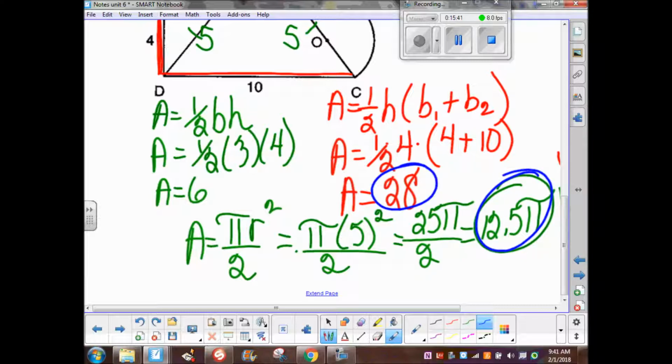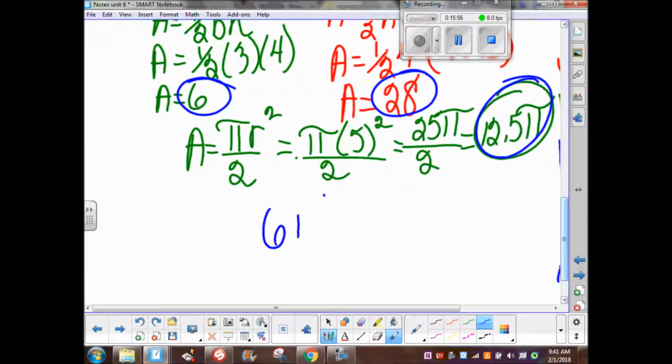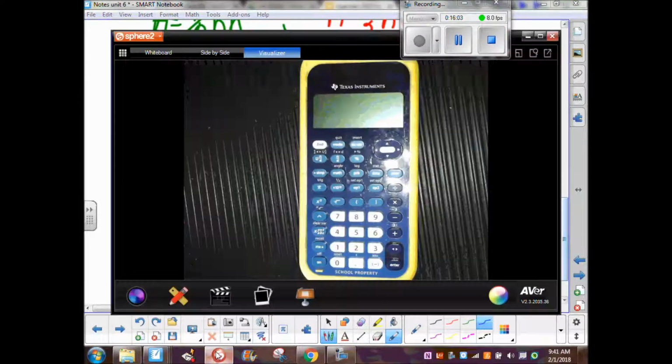trapezoid, triangle. What do I do with all three of those? Add them together. Got it. Okay, and now I'm going to go to my calculator. Well, I'm going to show what I'm doing first. 6 plus 28 plus 12.5 pi. Right to the calculator.